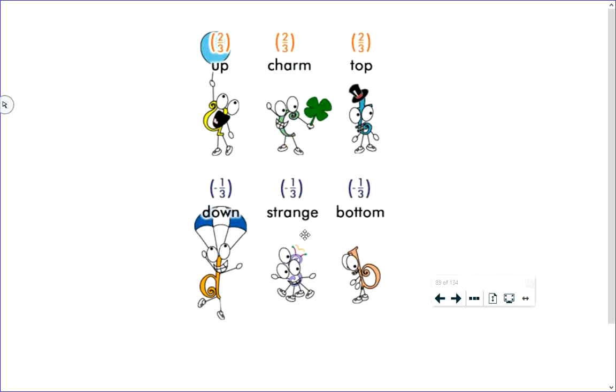This is from a physics textbook, actually. So the up quark is going up. The down quark is falling. The charm quark is charming, of course. Enough said about the strange quark. The top quark has a top hat, and the bottom quark has a big butt. Okay?